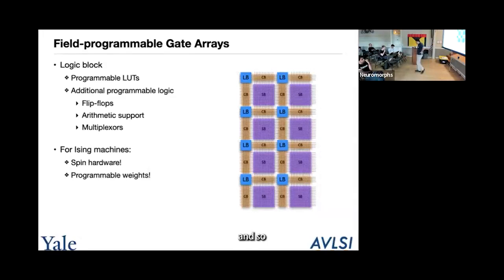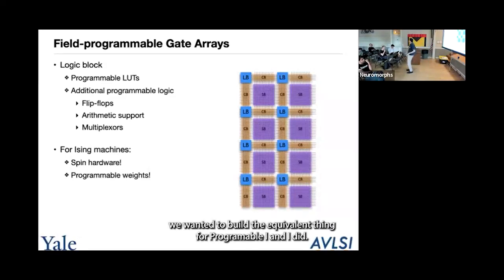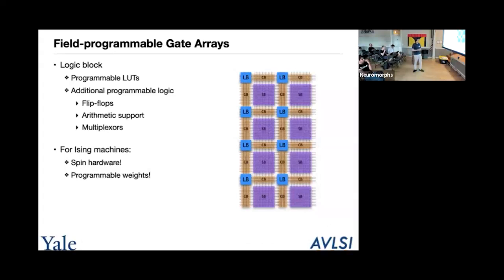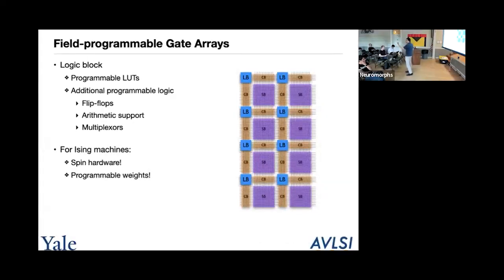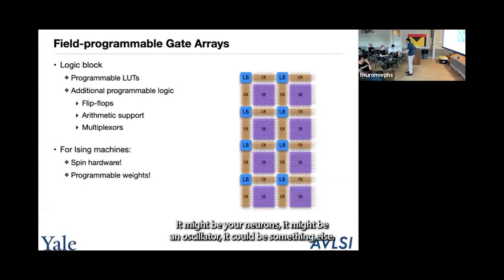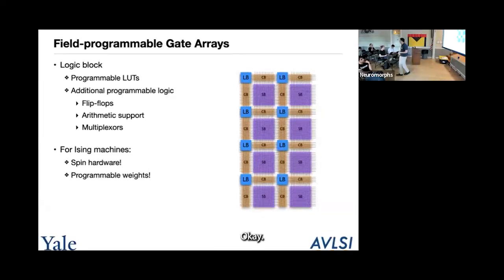And so we want to build the equivalent thing for a programmable Ising machine, right? Because if I have a rich routing architecture, then I've solved my mapping problem. But I need two other things. I don't need my logic gates for my Ising machine. I need spin hardware for my spin module. So I'm not going to use lookup tables, I'm going to use a spin unit. Whatever that might be, it might be neurons, it might be an oscillator, it could be something else. I'm agnostic to that at this level of abstraction. And I need to be able to program the weights and the connectivity, okay?